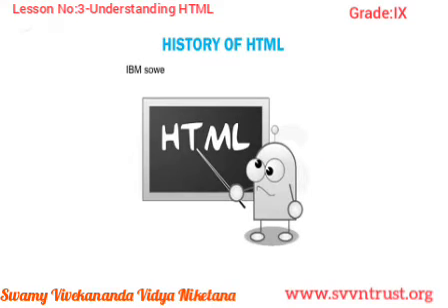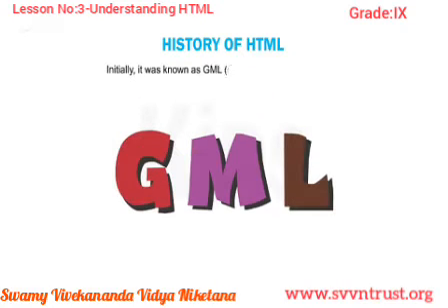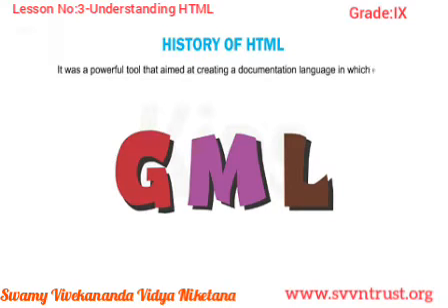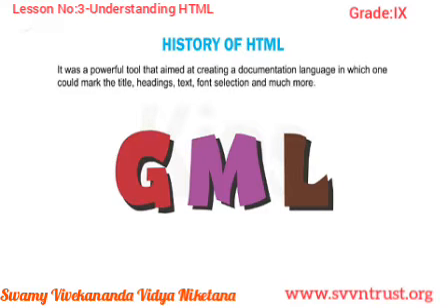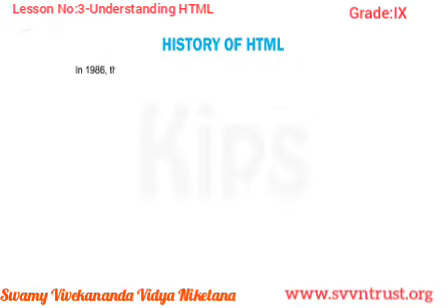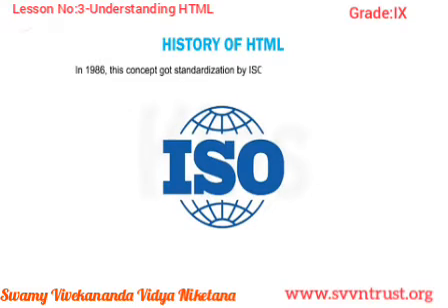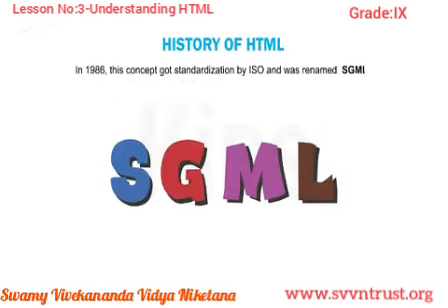IBM sowed the seeds for HTML in the early 1980s. Initially, it was known by the name GML, General Markup Language. It was a powerful tool that aimed at creating a documentation language in which one could mark the title, headings, text, font selection and much more. In 1986, this concept got standardized by ISO and was renamed SGML, Standard Generalized Markup Language.